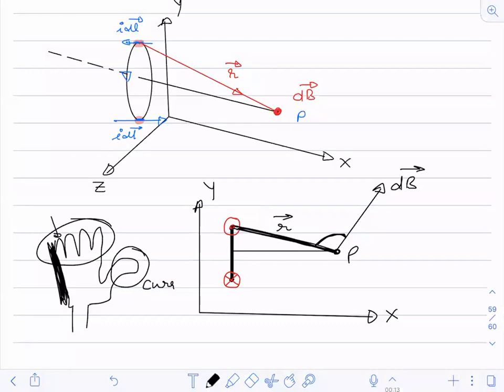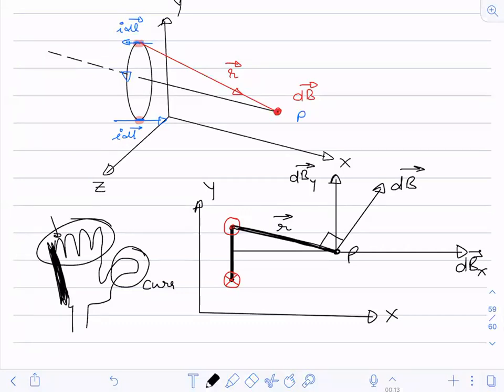The pen direction is coming towards me. You are making it wrong. Okay, correct. This angle will be 90 degrees. Now, if this angle is 90 degrees, I can break this dB along the y-axis and x-axis. So this will be dBx along the x-axis, and this will be dBy.